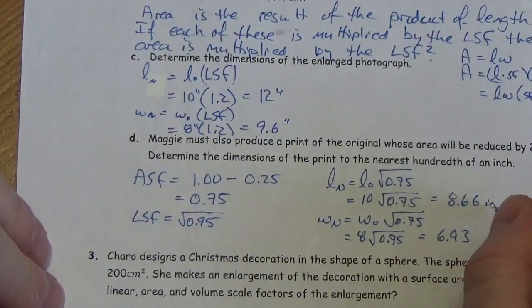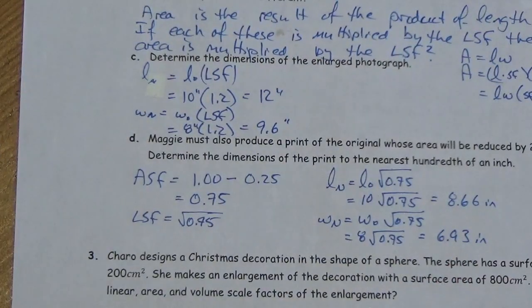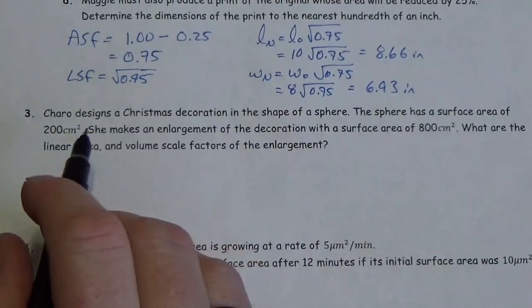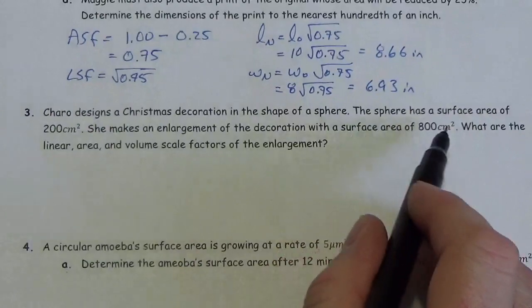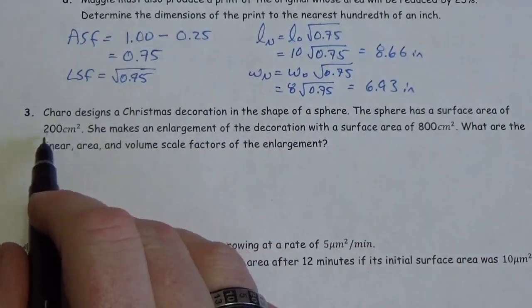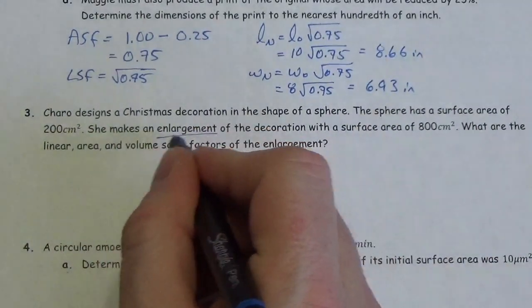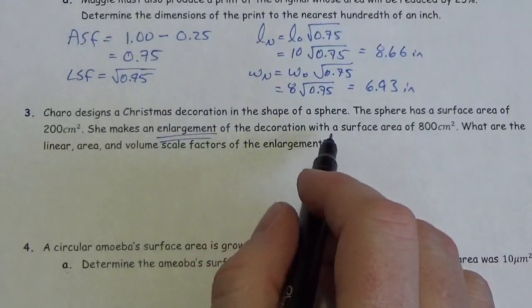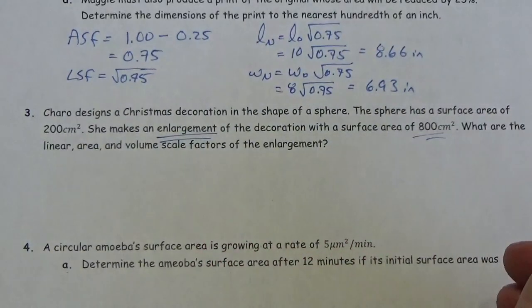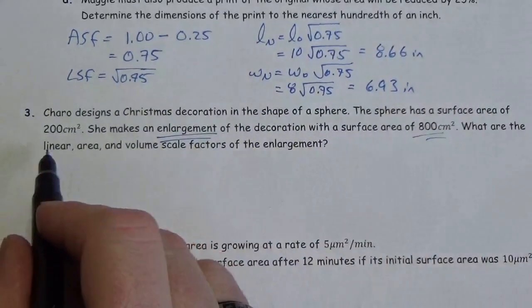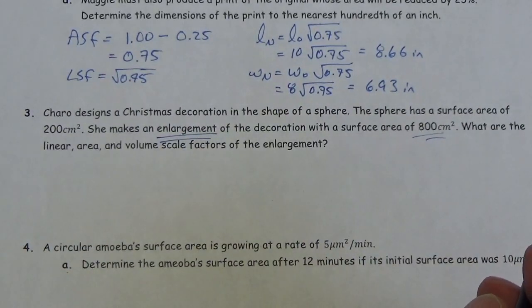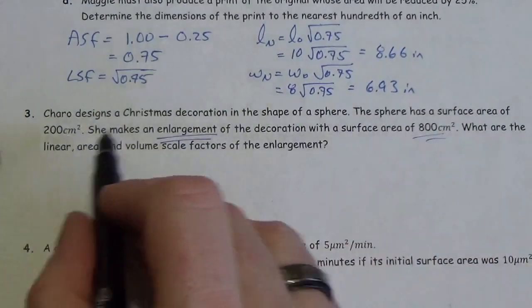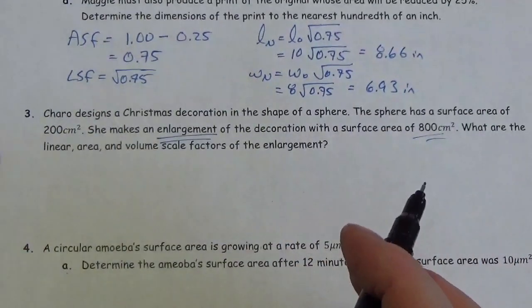Okay, so this really does look like it's the same question that we'd seen before. In this question we read, Charo designs a Christmas decoration in the shape of a sphere. The sphere has a surface area of 200 centimeters squared. She makes an enlargement, that's important, of the decoration with a surface area of 800 centimeters squared. What are the linear, area, and volume scale factors for the enlargement? Okay, so we're given a comparison between the two surface areas here.